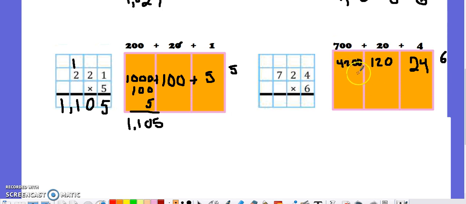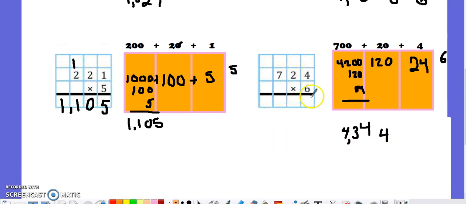So 4,200 plus 120 plus 24 will leave me with a 4 in the ones, 4 in the tens, 3 in the hundreds, and 4 in the thousands. Sorry for this weird writing here.